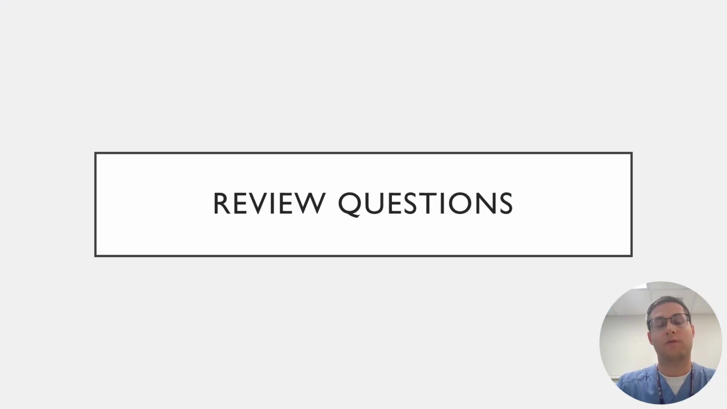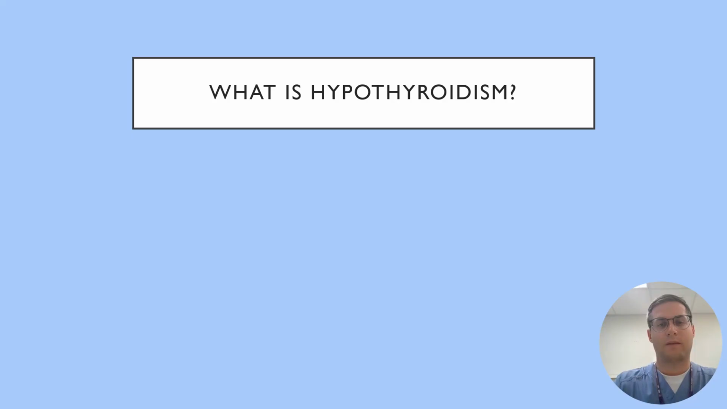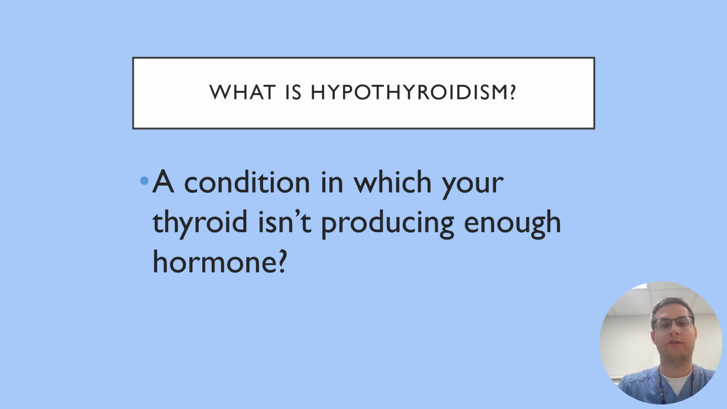Let's do some review questions to go over what we've discussed today. Question 1. What is hypothyroidism? I'll give you a few seconds to think about that. The answer is a condition in which your thyroid hormone isn't producing enough hormone.